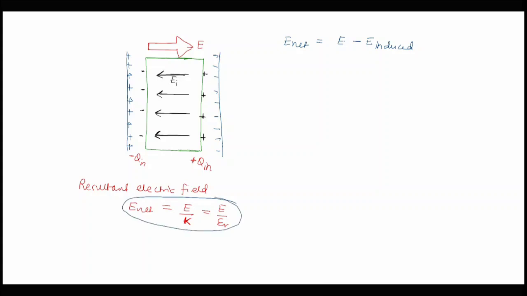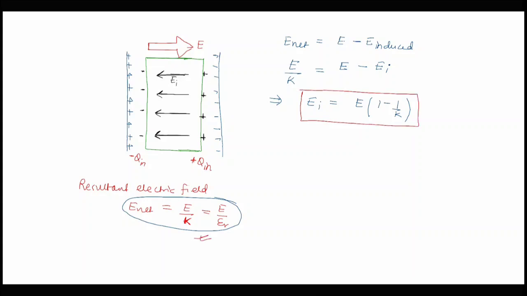So this K is regarded as the dielectric constant of the medium, and the net value will get reduced by the factor of K when the original field is E. So over here I can say that in this expression we can write E by K is equal to E minus E induced, and from here we obtain the value of E induced is equal to E times 1 minus 1 by K. So this is the value we have attained for the induced electric field inside the dielectric material, and the net value of the electric field will become E by K.